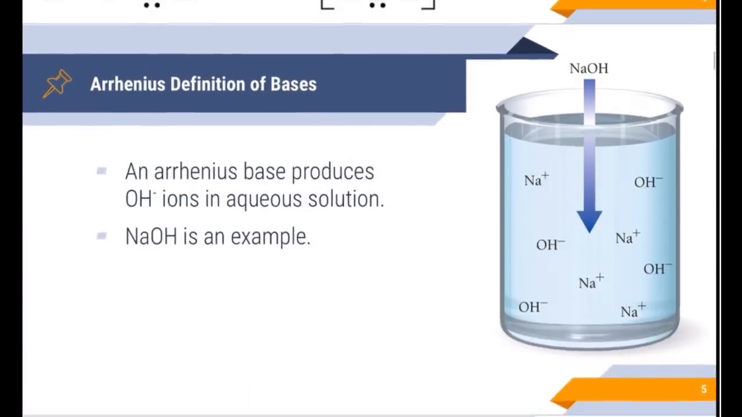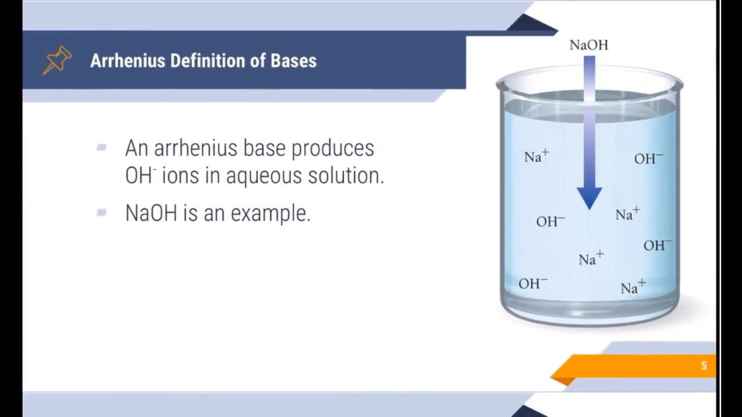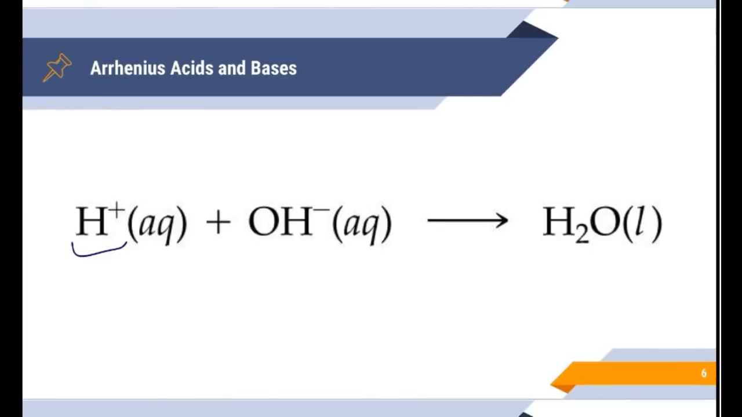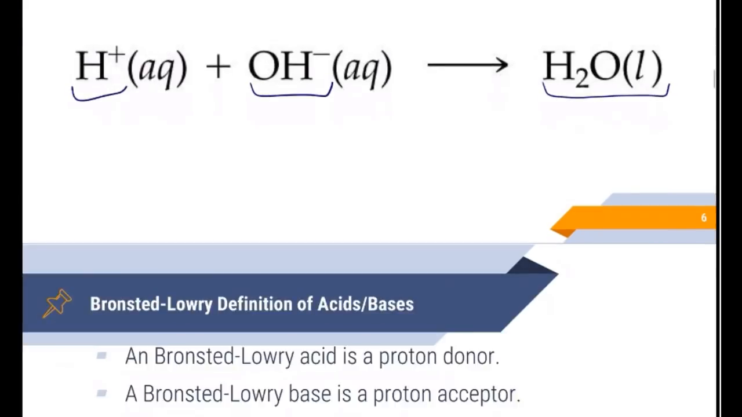Arrhenius also defined bases, and bases are things that produce hydroxide in solution. Sodium hydroxide is an example of an Arrhenius base. So the Arrhenius definition has to do with what it makes in the water when it dissolves. Anytime you have an acid and a base come together, we get this net ionic equation. You get the neutralization, meaning it's turning neutral, turning into water.